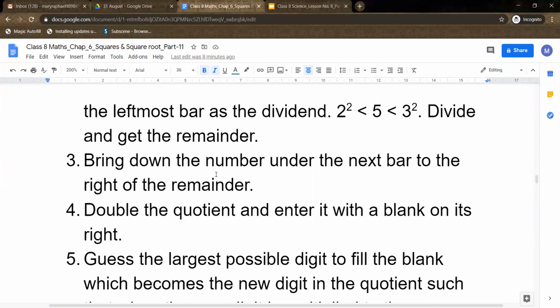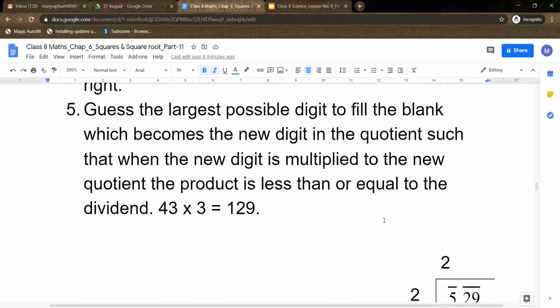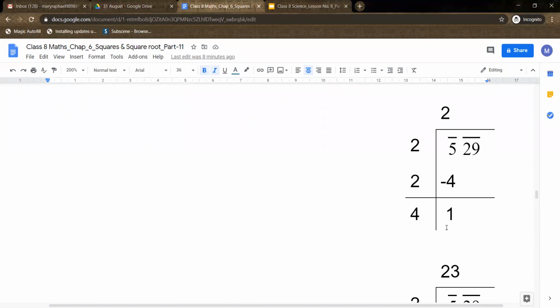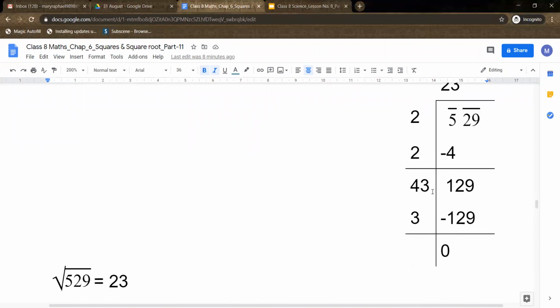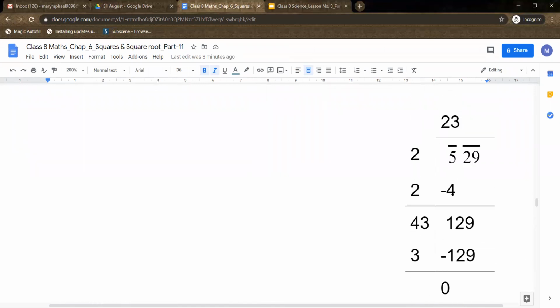The third step is to bring down the number under the next bar to the right of the remainder. That is, we have already got 1 here. Then I am showing the second part. See, this much we have done. We got up to 1. 5 minus 4 is 1. Now in normal division, we bring one digit down. But here we have to bring one pair down. So the next pair is 29. Bring 29 down. So the dividend becomes 129.